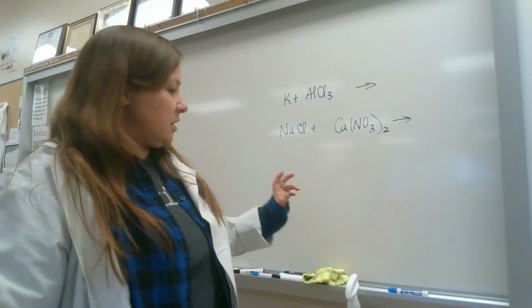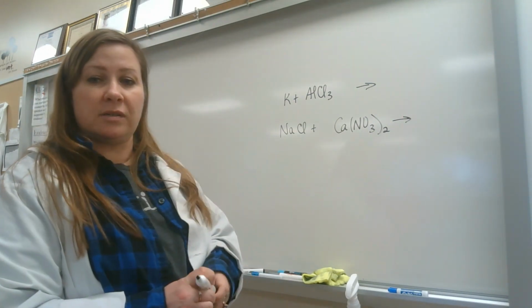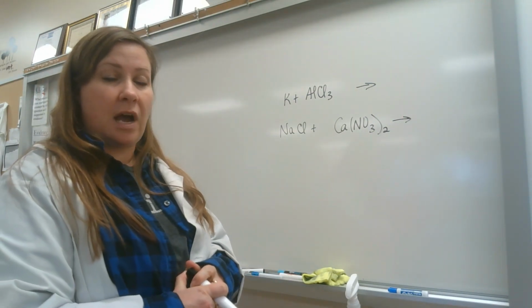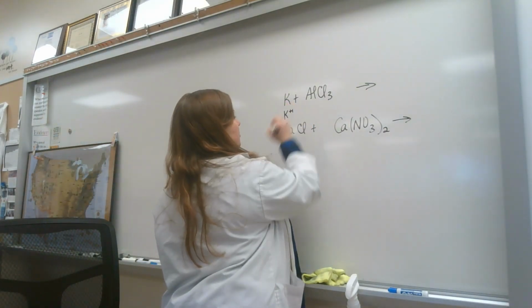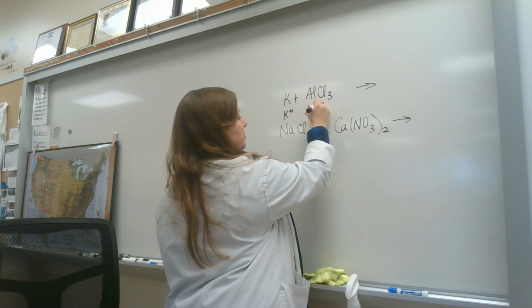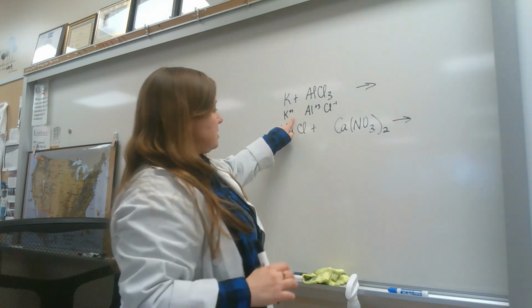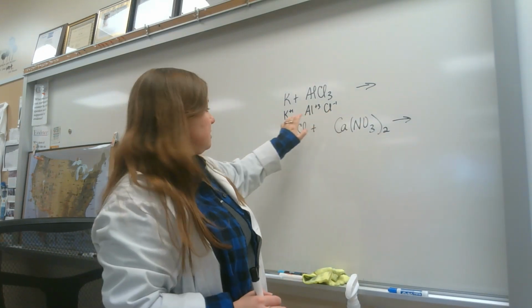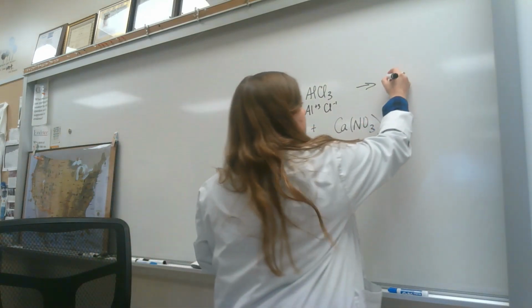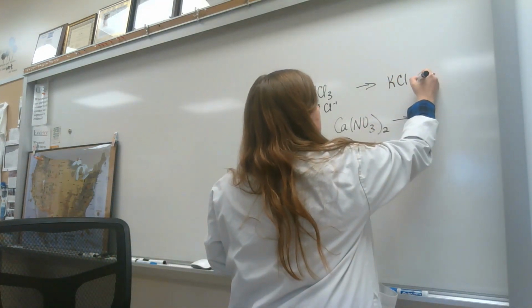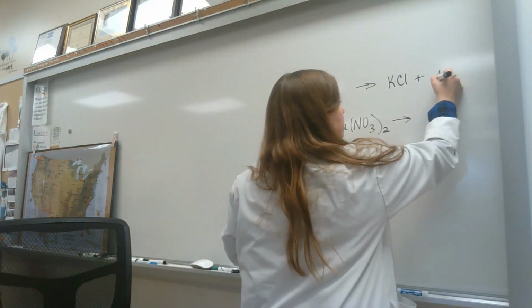Okay, so here we go. We're going to go ahead and work out these two problems. So first thing you want to do is to write out the charges of each of the ions that you're going to work with. Potassium is a group 1 element, so +1. Aluminum is +3. And chlorine is -1. Now you can see, because opposites attract, that potassium might bond with chlorine. And if it did, we would get KCl, and aluminum would be kicked out by itself, so Al.